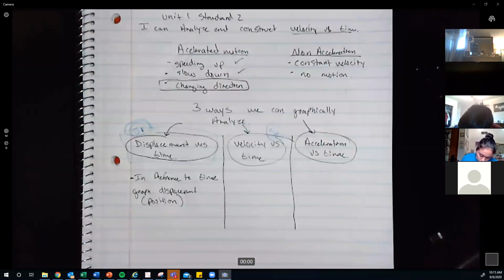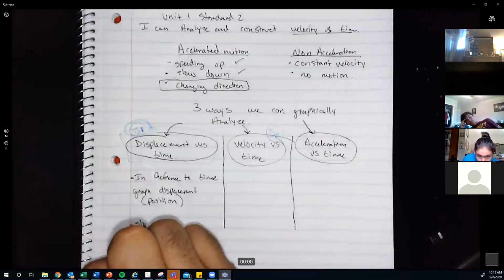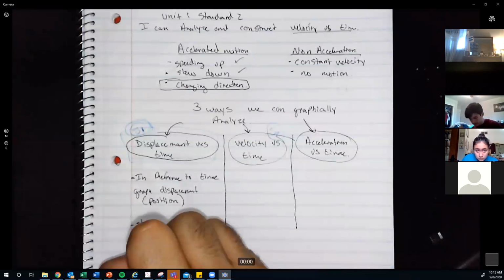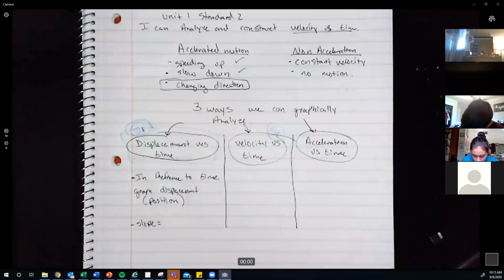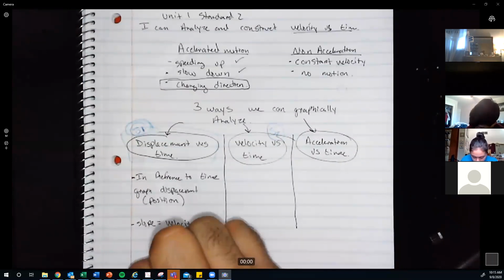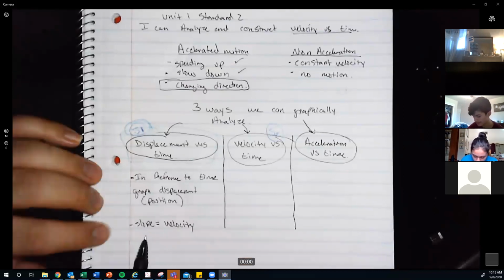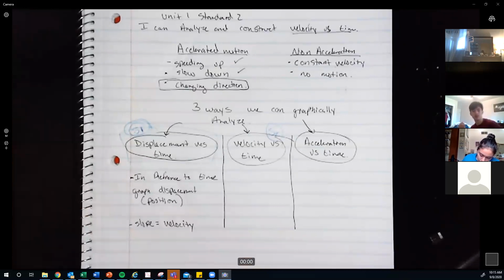Okay, good. So what does the slope of this graph tell you? What does the slope equal if we have a displacement time graph? It starts with a V. Velocity. Yeah, so it's your velocity, right? So if this positive slope, you have positive velocity, meaning you're moving to the right. If it's negative, you have negative velocity, meaning you're moving to the left. So that's what this slope represents.